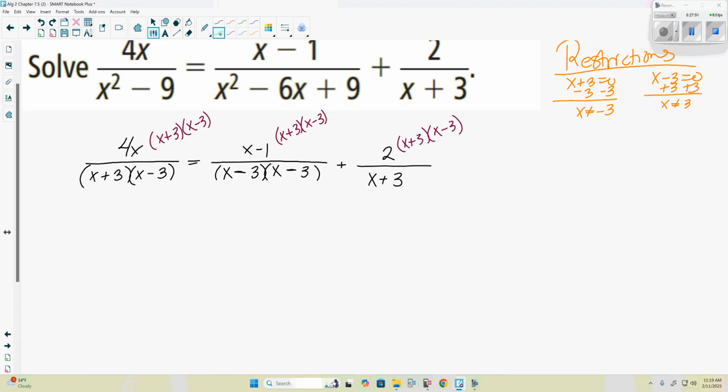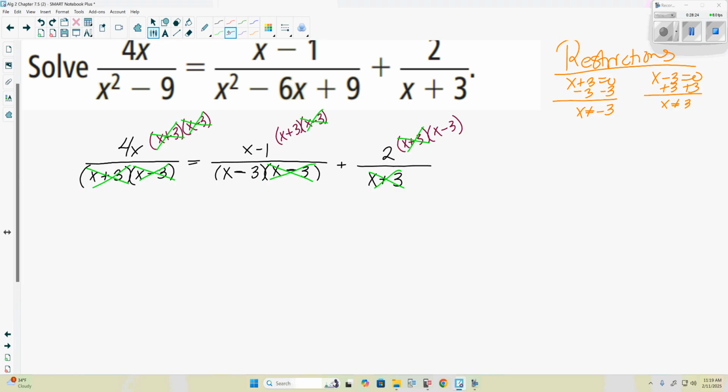And in the far left, the x plus 3 and x plus 3 will cancel. X minus 3 and x minus 3 will cancel. On the far right, the x plus 3 and x plus 3 will cancel. And in the middle, the x minus 3 and x minus 3 will cancel. But since there's only one of them, it's only going to cancel with one of them.